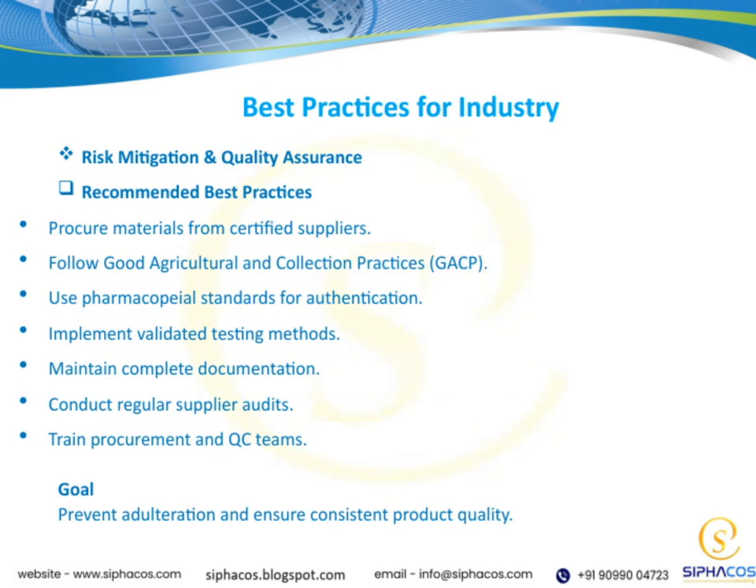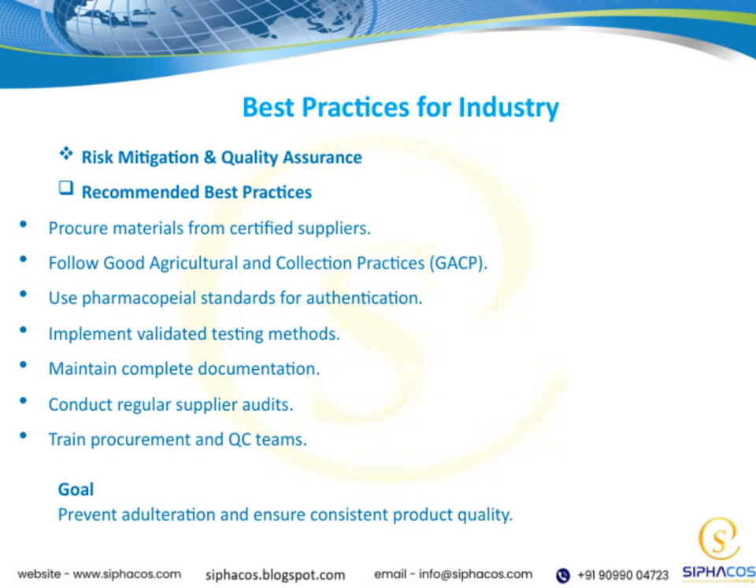Now, let's talk about some best practices for industry risk mitigation and quality assurance. These are essential for ensuring the safety and consistency of our products. First, it's crucial to procure materials from certified suppliers. This helps us trust the quality right from the start. Next, following good agricultural and collection practices, or GACP, ensures that the raw materials are grown and harvested under optimal conditions.